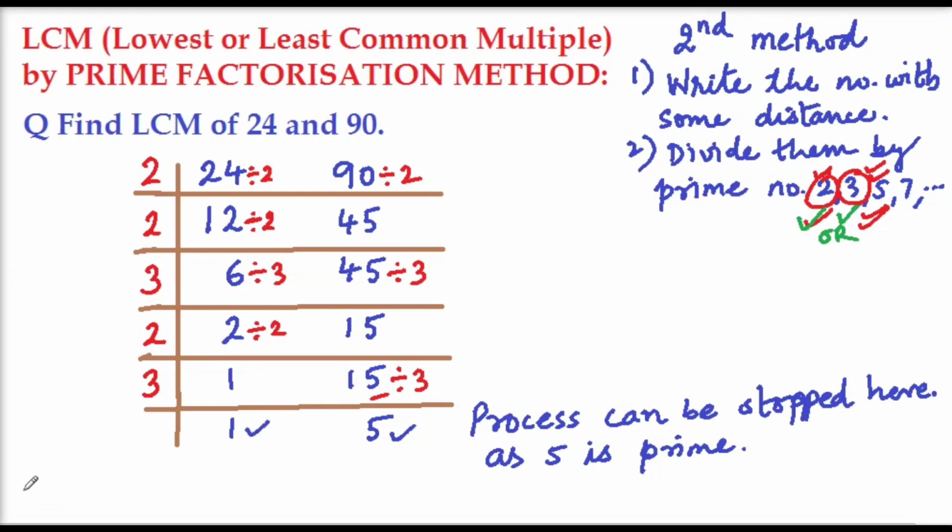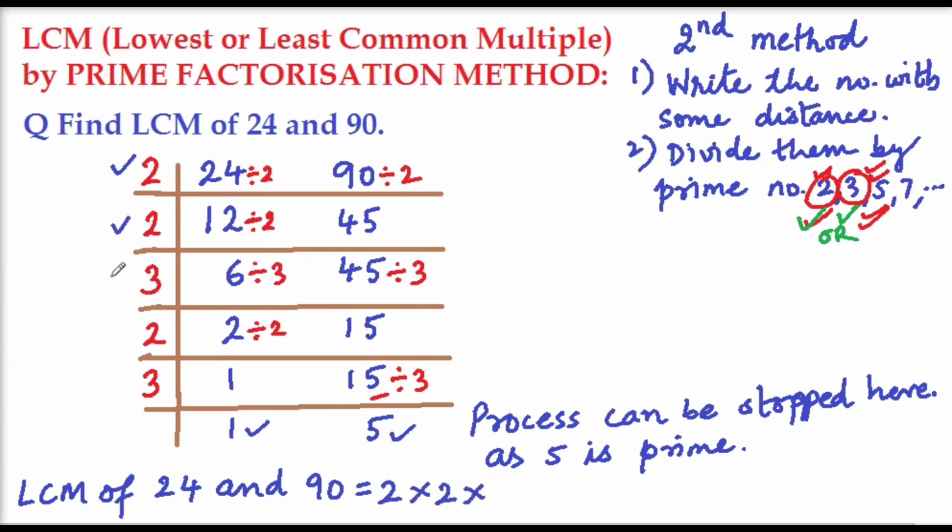Now we'll write LCM of 24 and 90 equals 2 multiplied by 2 multiplied by 3 multiplied by 2 multiplied by 3, no need to write 1, and multiplied by 5.